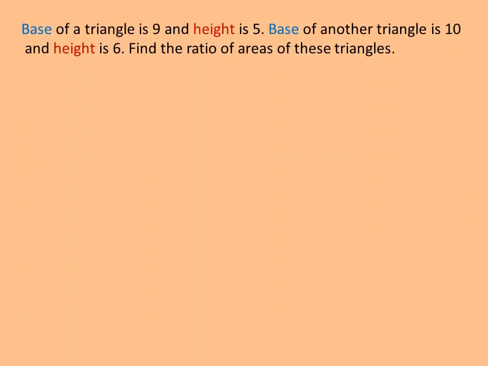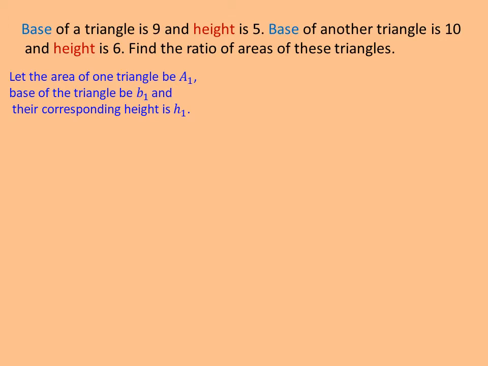Let us begin. First sum: the base of a triangle is 9 and the height is 5. Base of another triangle is 10 and the height is 6. Find the ratio of areas of these triangles.